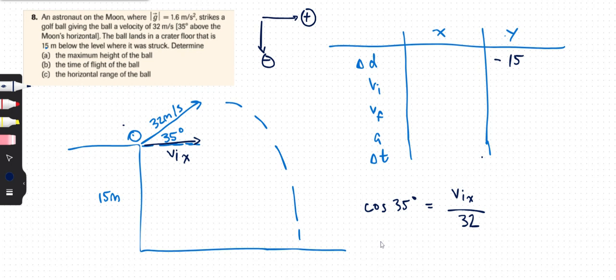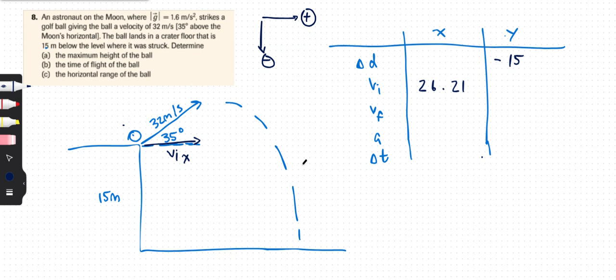So to rearrange this equation to get the initial velocity of x, just multiply the hypotenuse, which is 32, by cosine 35. So if you do this in your calculator, you will get 26.21 meters per second. And that is the initial velocity in the x direction.